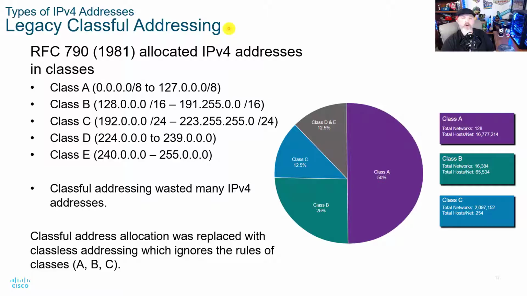There was once a thing called legacy classful addressing. RFC 790 allocated v4 addresses in classes. We had class A, B, C, D, and E.